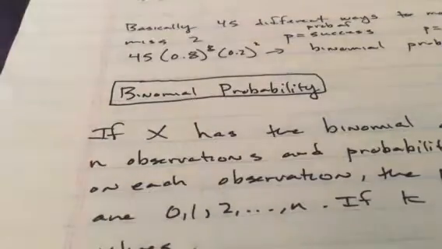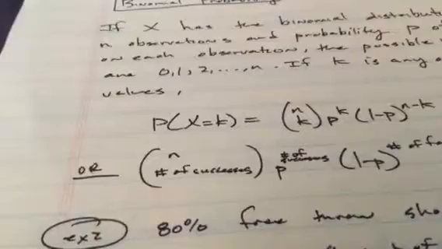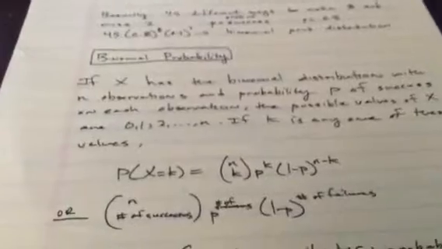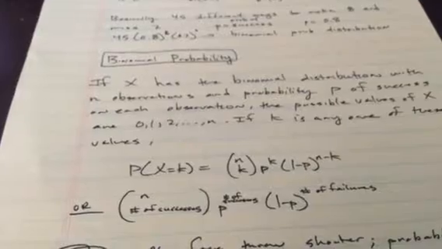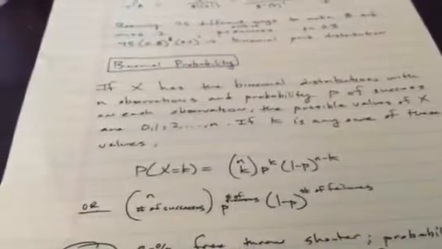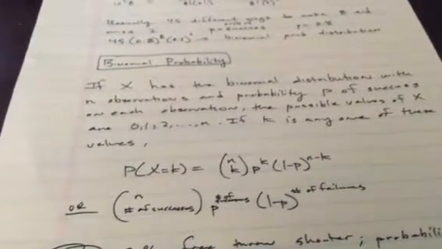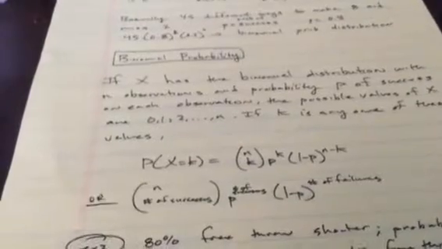Again, take your time, pause this whenever you need to. If x has the binomial distribution with n observations and probability p of success on each observation, the possible values of x are 0, 1, 2, up to n. Again, you can be successful 0 times, 1 time, 2 times, 3 times, or all n of them.